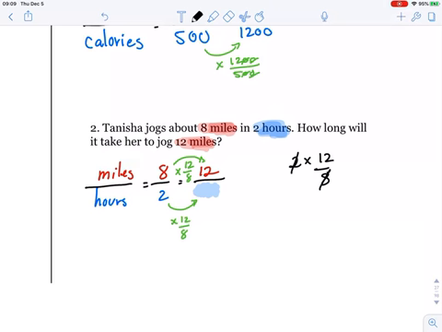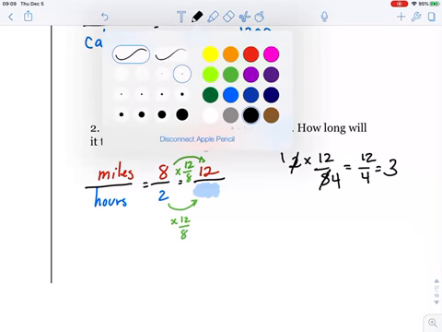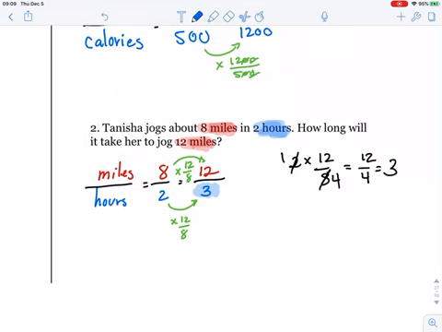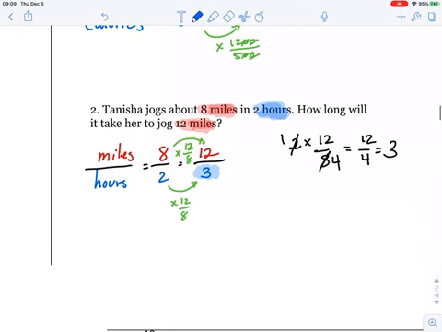2 and 8 can cancel because this is a numerator. Okay? This becomes 1 and this becomes 4. Now I just have 12 over 4, which reduces to 3. So I'm going to put this one over here as 3. Okay. It's going to take her 3 hours to jog that 12 miles. Okay. 3 hours, 12 miles.